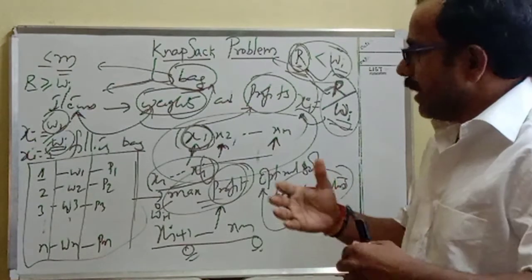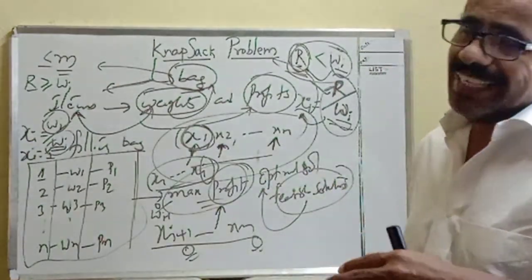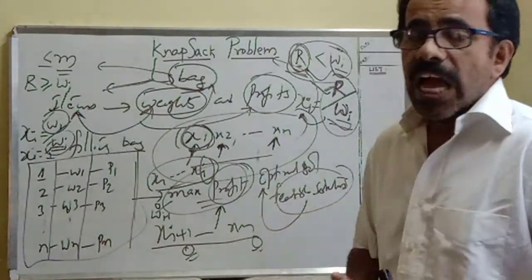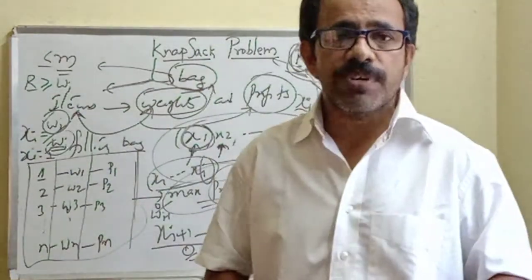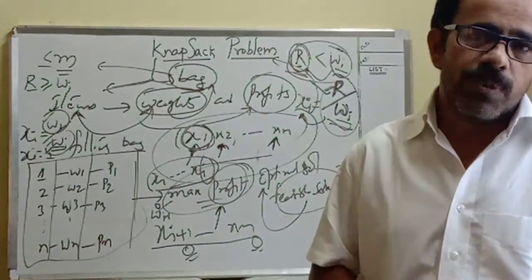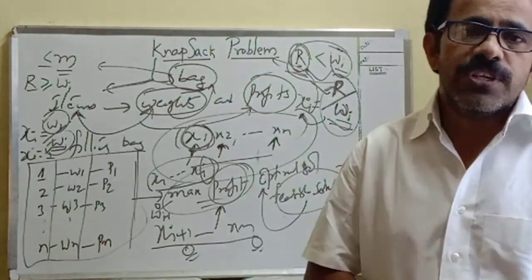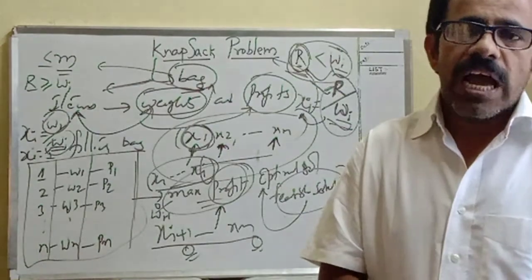Now I am going to explain that there are 3 possible ways of constructing a solution for the knapsack problem. One is applying the brute force approach. Brute force approach means applying all the possible solutions, and out of all these feasible solutions, we select one as the optimal solution.